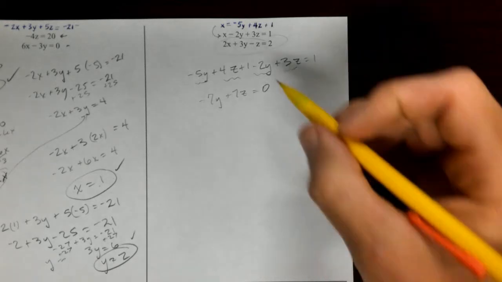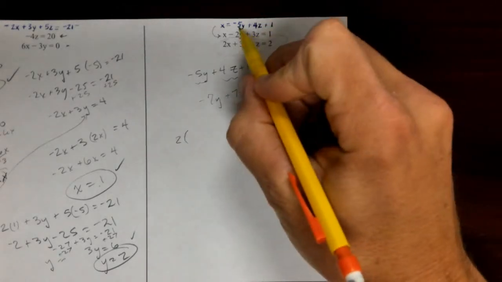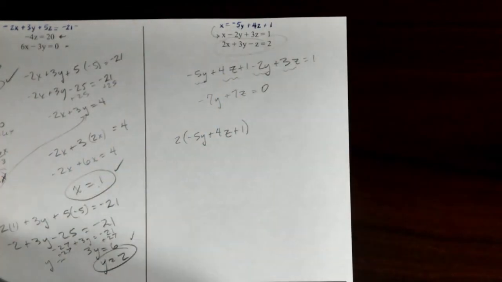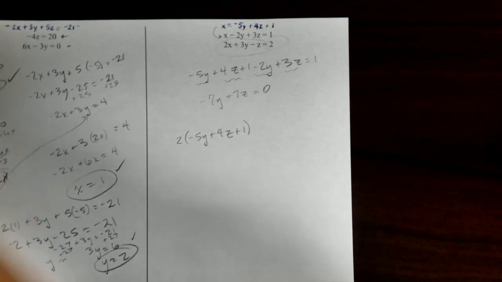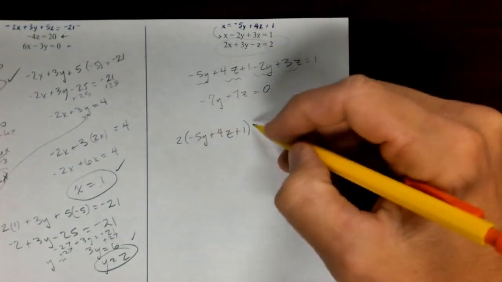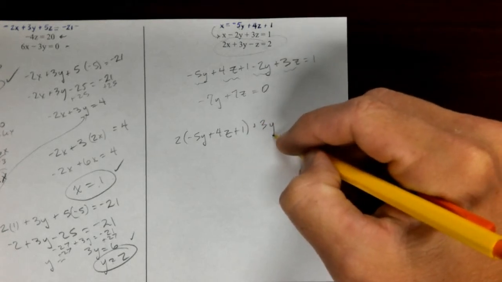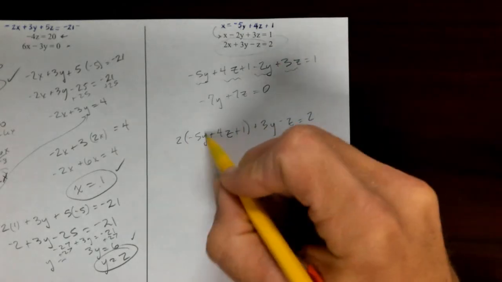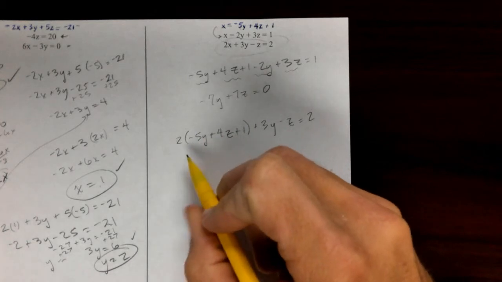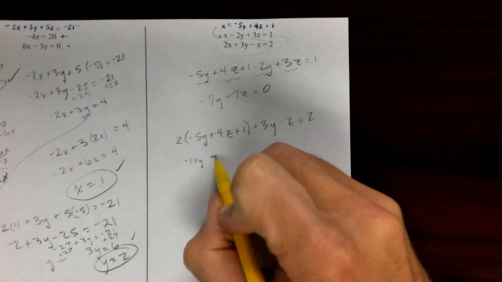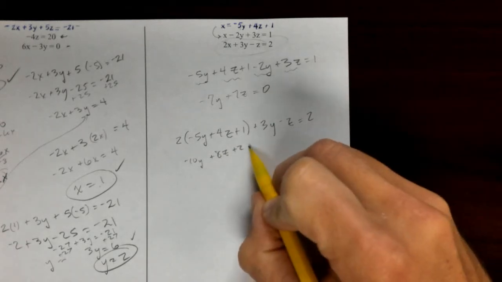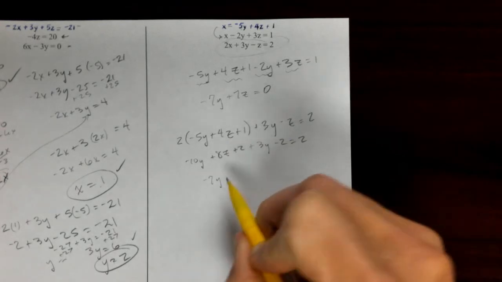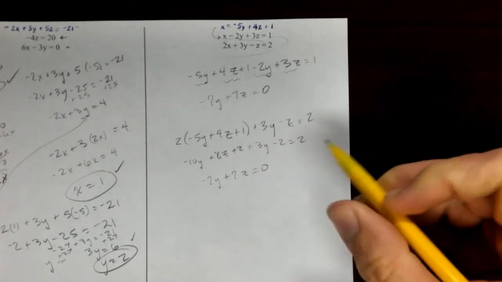So I know that x is 2 times negative 5y plus 4z plus 1. So again, I'm substituting back in. So I've got 2 times x plus 3 times y minus z equals 2. Distribute your 2 to all three of those terms. You get negative 10y plus 8z plus 2 plus 3y minus 2 equals 2. Simplify, you get negative 7y plus 7z equals 0.